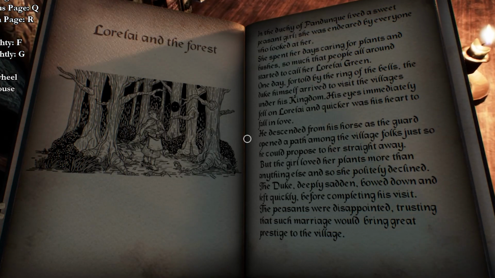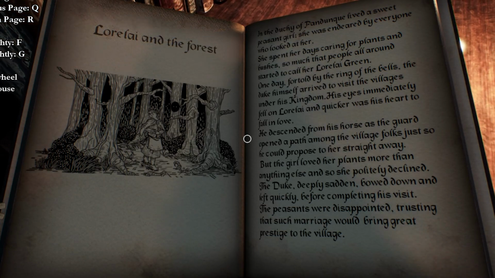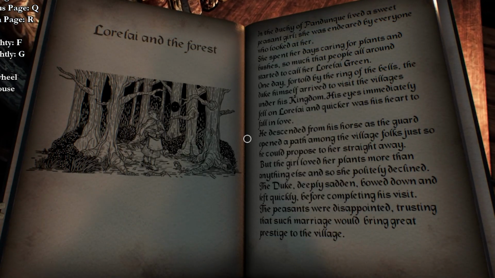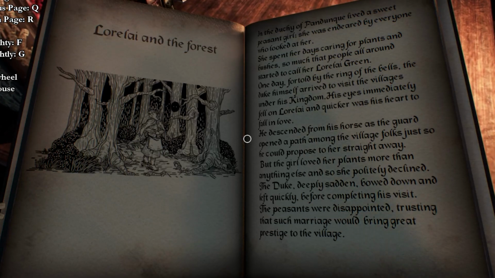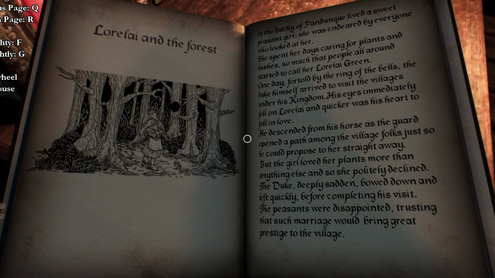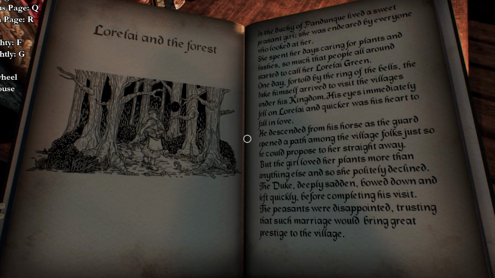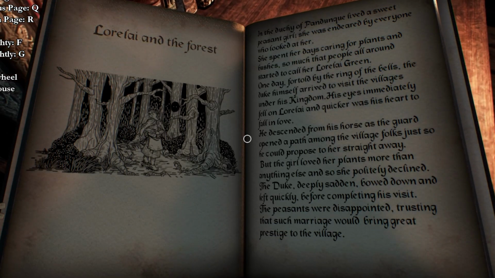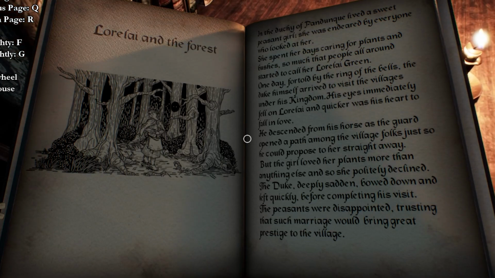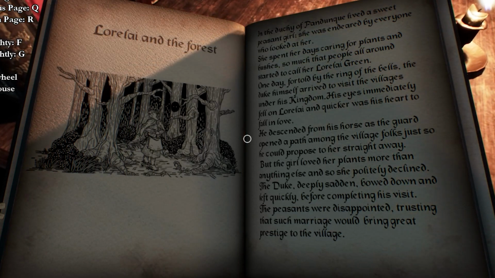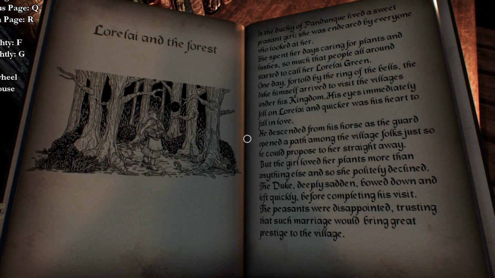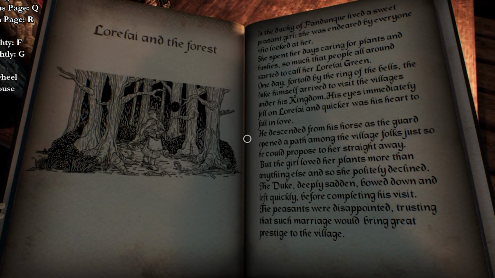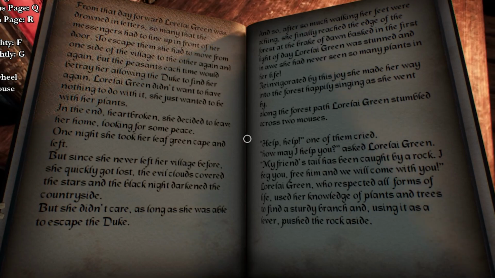He descended from his horse as the crowd opened a path among the village folks just so he could propose to her straight away. But the girl loved her plants more than anything else, so she politely declined. The Duke, deeply saddened, bowed down and left quickly before completing his visit. The peasants were disappointed, trusting that such a marriage would bring great prestige to the village.